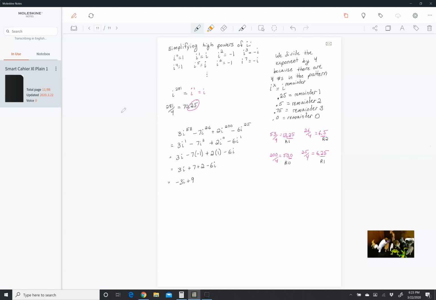So let's say that we have -2i to the 11th minus 7i to the 103rd plus 11i to the 98th, and let's do plus 15i to the 20th. So again, all we have to do is take each of these exponents and divide by 4.